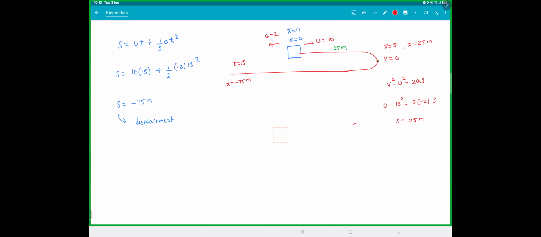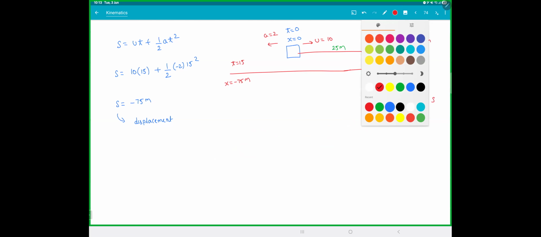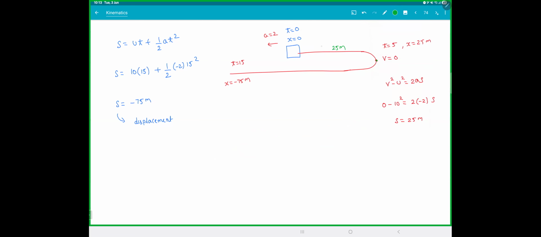Is that making sense? So if you look at the whole path, this is how it looks. This was 25. This is 25. You came back to the origin, and this is 75. So the total distance will be: you travel 25 front, then 100 back, 25 back to the initial position, and 75 back. 125 meters.